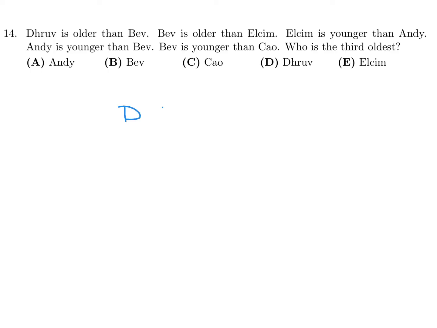Dhruv is older than Bev. Bev is older than Elsim. Okay, Elsim is younger than Andy, and Andy is younger than Bev. So we can stick Andy in here. Yeah, because Elsim is younger than Andy, and Andy is younger than Bev. And then Bev is younger than Chow. But we don't know Chow and Dhruv's relationship. So we'll just put Bev here and Chow here.